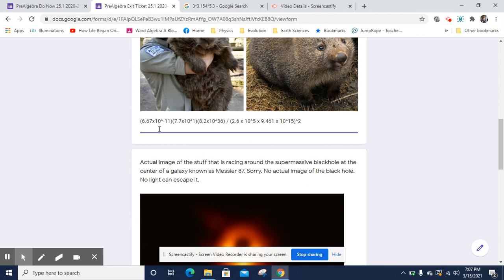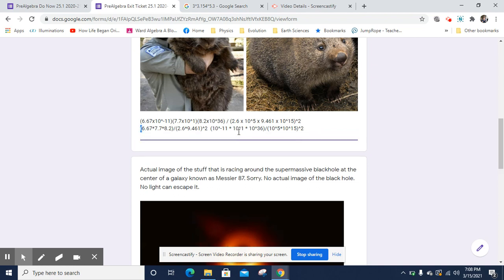So what a mess! But we're going to do what we always do. We group the coefficients and use a calculator on them. So 6.67 times 7.7 times 8.2, and that's all going to get divided by these coefficients squared. So 2.6 times 9.461, and that is, of course, squared. And then over here, we're going to also group all our powers. So we'll have 10 to the negative 11th, times 10 to the first, times 10 to the 36th, and that's all divided by 10 to the 5th times 10 to the 15th, and I'm going to put parentheses around that because that business is getting squared. Whew!